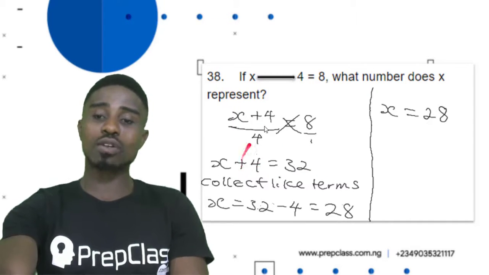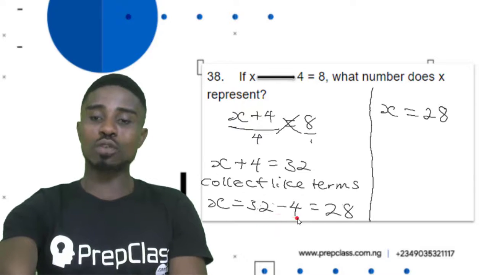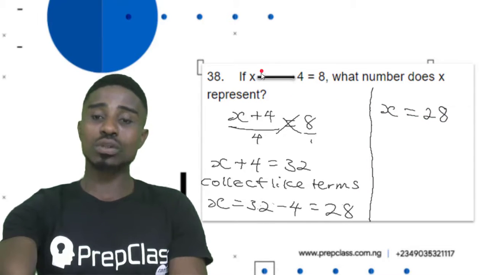Likewise, when a minus sign crosses the equality sign, it becomes plus. So in collecting like terms, plus 4 will cross over here to give us minus 4. So 32 minus 4 will give us 28. So x is equal to 28. And if we try it out, 28 plus 4 is 32.